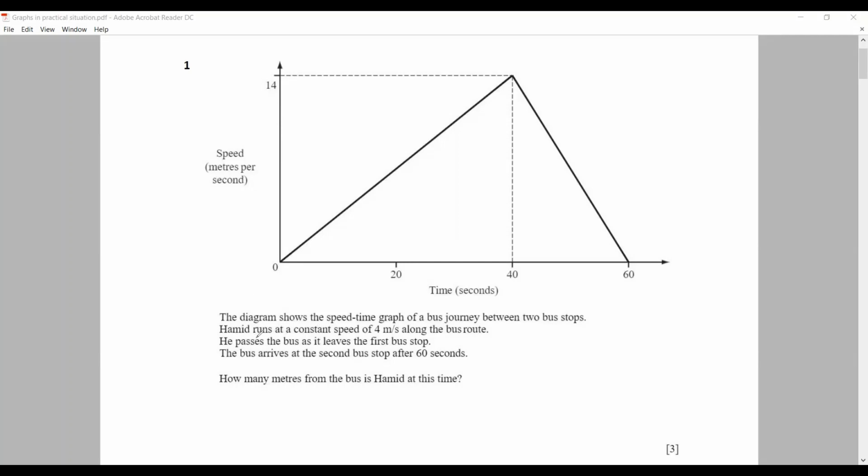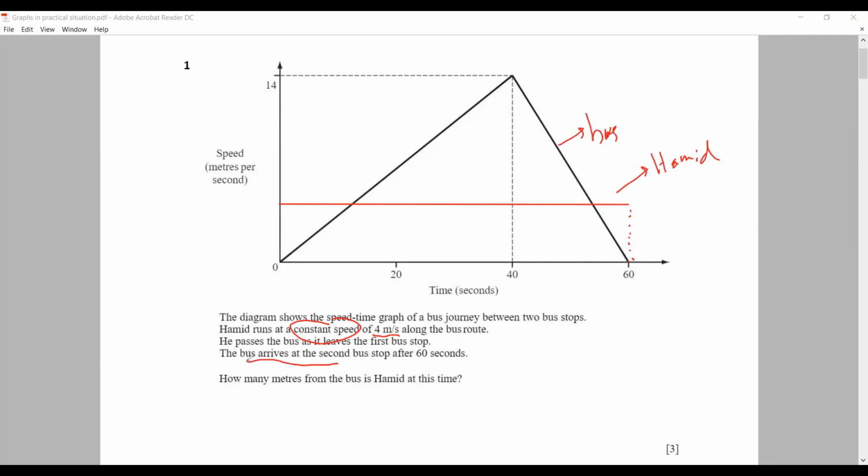This is a diagram. Hamid runs at the speed of 4 meters per second along the bus route. He passes the bus as it leaves the first bus stop. The bus arrives at the second bus stop after 60 seconds. So maybe I can draw the speed versus time graph for Hamid. We're gonna get something like this. If his speed is constant, as mentioned in the question, this is going to be the corresponding speed versus time graph for Hamid. And this is actually for the bus.